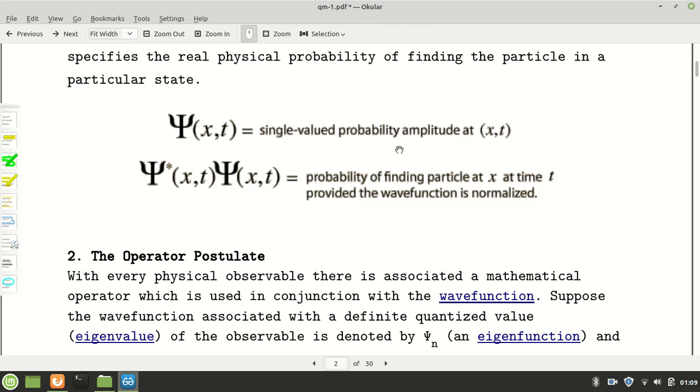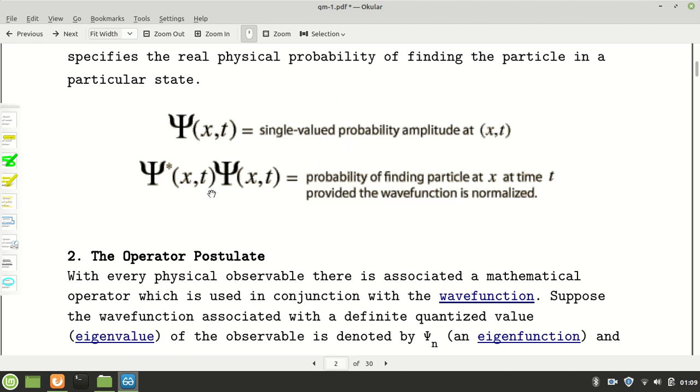It is a single valued function. It is called the probability amplitude. Why? Because psi star psi gives the probability of finding the particle at x at time t. Psi star is the complex conjugate of the function psi, and psi star psi you can also write as mod psi square. This gives the probability of finding the particle at the position x at that instant of time t. That is why psi is called the amplitude of probability. It is called the wave function, or sometimes the probability amplitude, at any instant of time t at the position x. So this is the physical interpretation of the wave function.